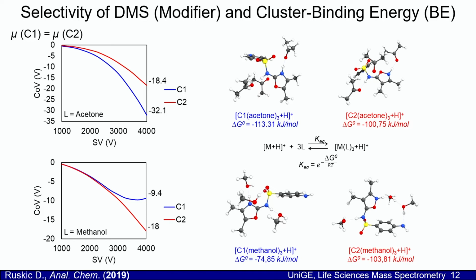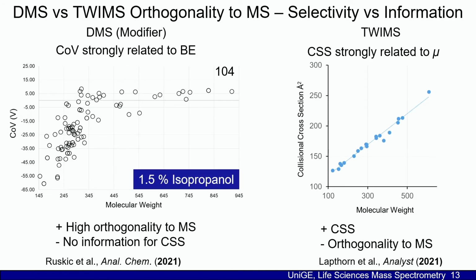The most prominent interaction of the ion and the polar organic solvent is, of course, hydrogen bonding, then the quadrupole-ion interaction, which we were also investigating. But I will not go into too much detail on this. I will just point out that because, as I said, the approaches are fundamentally different, we can observe different results. As COV values are strongly related to binding energy, using the modifier is really orthogonal to mass spectrometry, up to 500 daltons for small molecules.